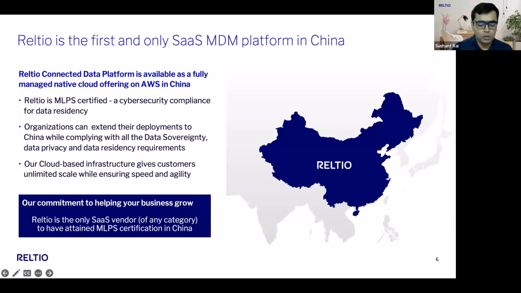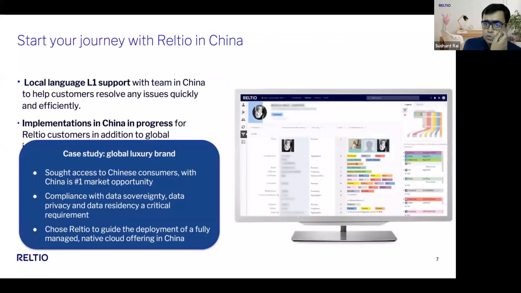As you might know, not all cloud providers are available in China, especially GCP. So we have started with AWS and are fully operational out there, right? And as I said, Reltio is now MLPS certified and available to all customers. So you can now start your deployments in China and onboard data for your customers or any other domains, right? Product, consumers, anything. Reltio not only provides a fully managed public cloud platform, but also local language support for customers in case of any issues.